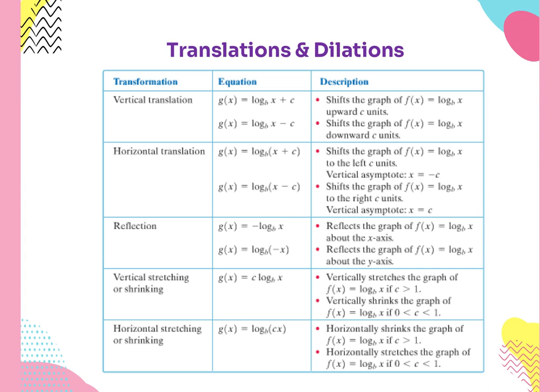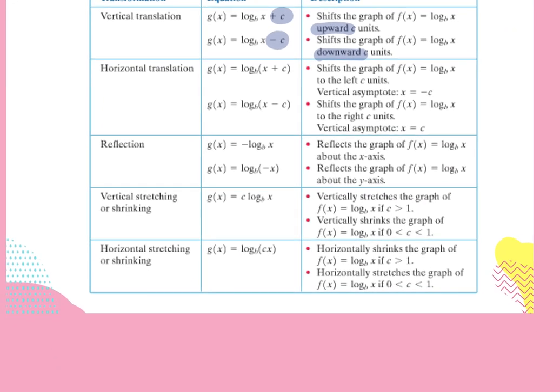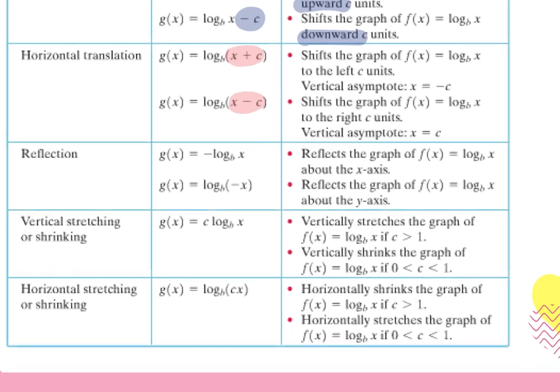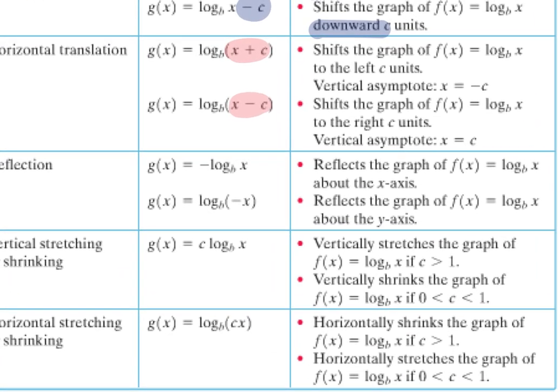If you are adding or subtracting after or before the function, but it's separated out by a plus or minus without parentheses, this is a vertical shift. If it's positive, it goes up. If it's negative, it goes down. If it happens inside the parentheses, now it's a horizontal shift. And this is the opposite of what your brain thinks, right? If it's positive, it goes left. And if it's negative, it goes right.